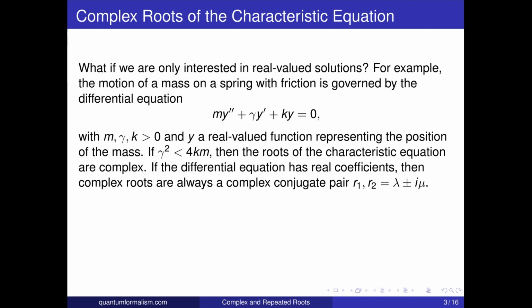And if there's not too much friction, so if this gamma squared is less than 4km, then you will have complex roots. And it is the case that if the differential equation has real coefficients to start with, then your complex roots will always be a complex conjugate pair. This is just coming from the quadratic formula. If you look at the quadratic formula, if a, b, and c are all real numbers there, then you're going to end up with a complex conjugate pair like this, if the roots are complex.